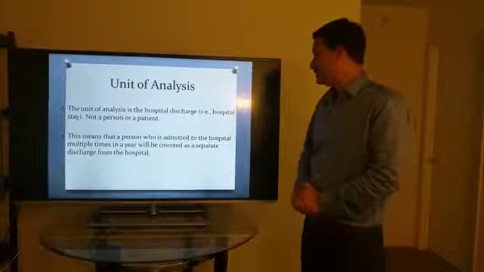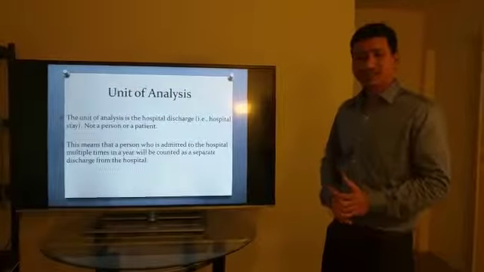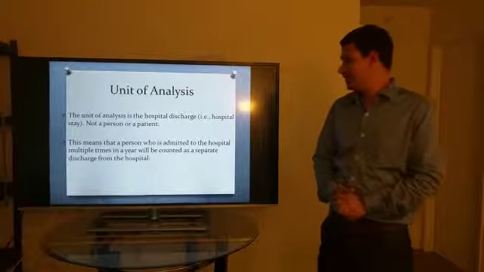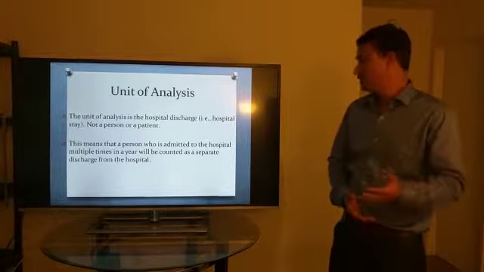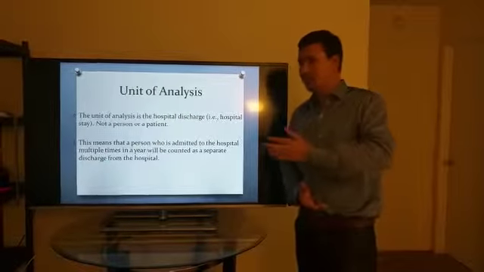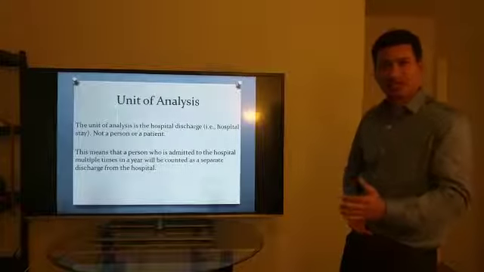The unit of analysis is the hospital discharge, that is, the hospital stay, not a person or a patient. This means that a person who is admitted into the hospital multiple times in a year will be counted as a separate discharge from the hospital. A patient may be admitted many times, and each may be counted as a separate discharge.